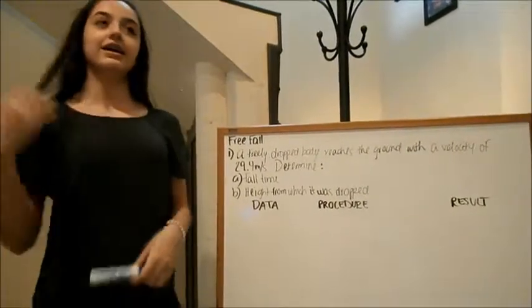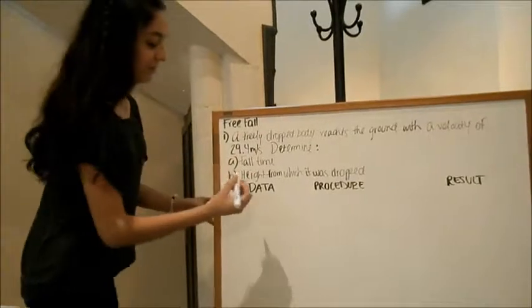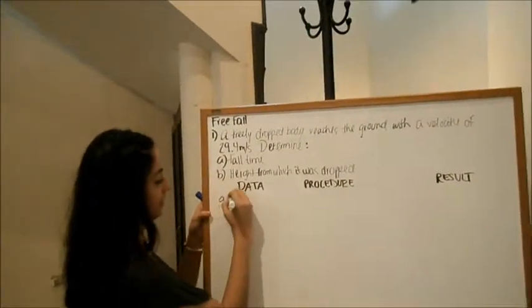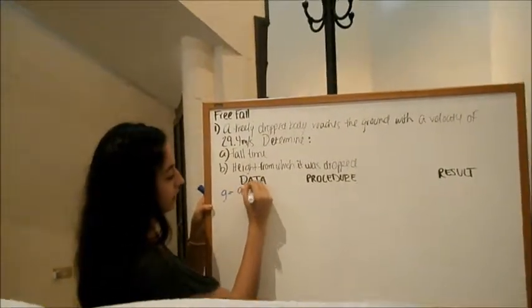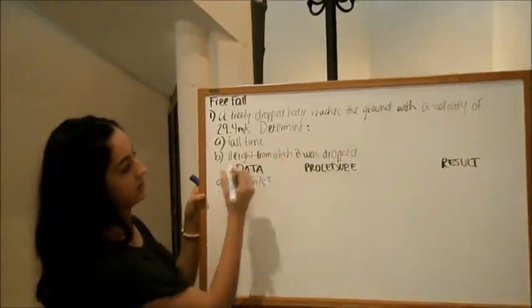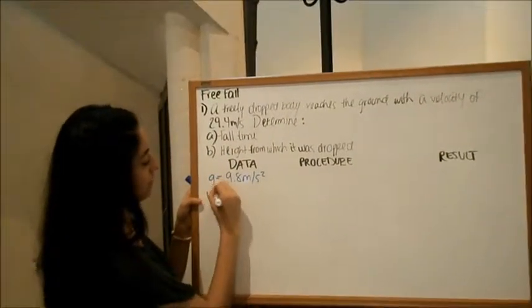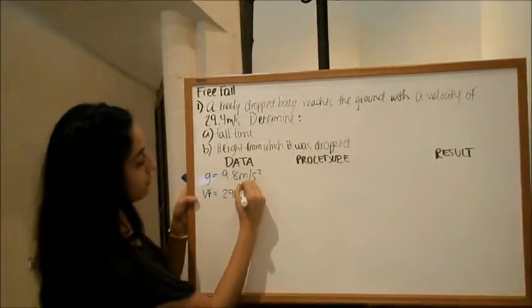So we know that in free fall, a very important factor is the gravity. So we know that gravity is always 9.8 meters per second squared. Also, we have the data of the velocity, which is 29.4 meters per second.